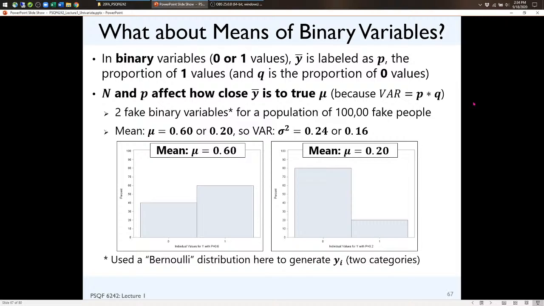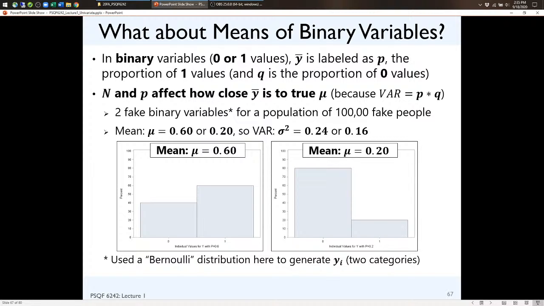This is slide 67 of lecture 1. So what about binary variables? Well, this is one instance in which we can take measures of central tendency that would be meaningful for categorical variables, and that's if the variable is binary, if it only has two choices. And almost always in binary variables, people are talking about those two choices being a 0 or a 1. And in those cases, the mean of the binary variable y bar gets relabeled as p, which is the proportion of 1 values, and sometimes the letter q is given to the proportion of 0 values.